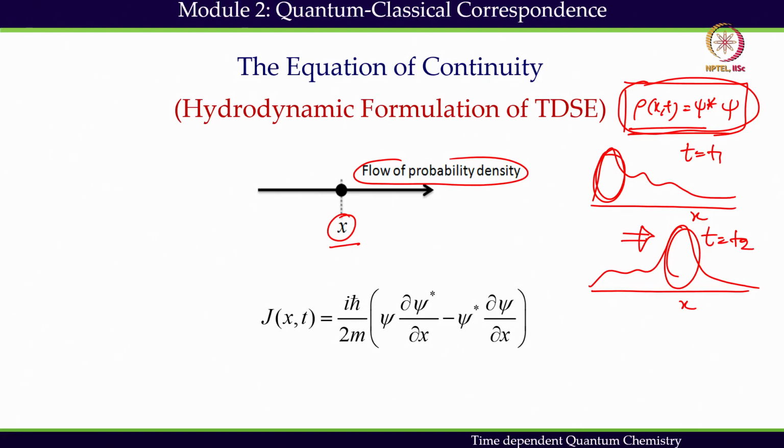So, one may conveniently represent the time dependent change of the probability density at a particular position x as a flow of probability density through that point x, as if liquid is flowing through space. And this idea will give me the local conservation of probability.